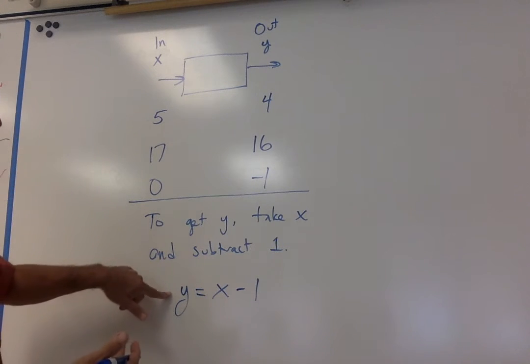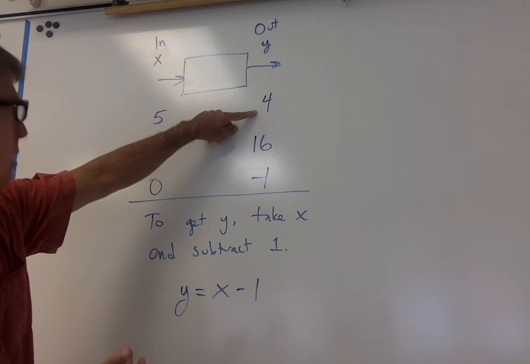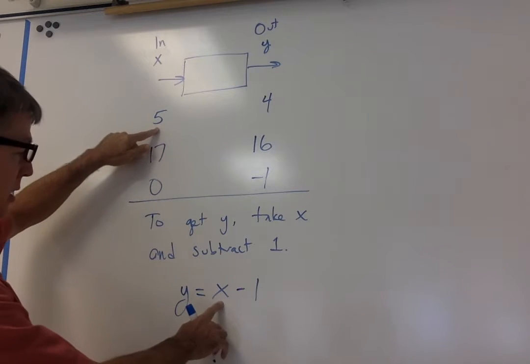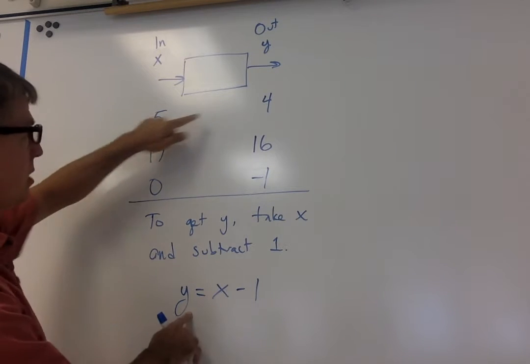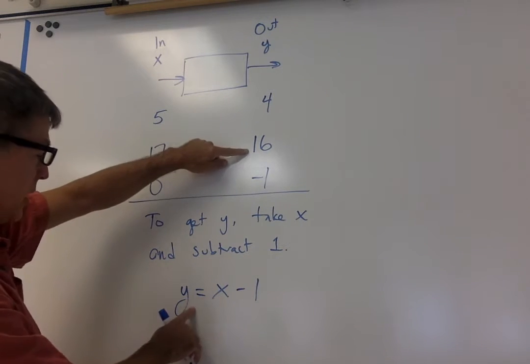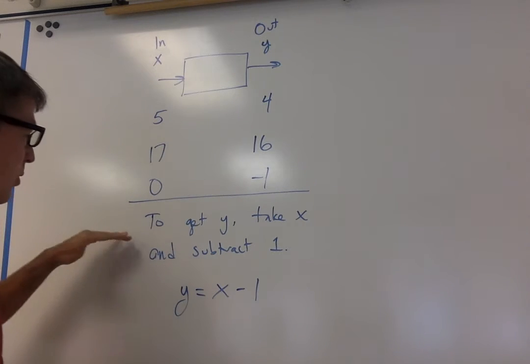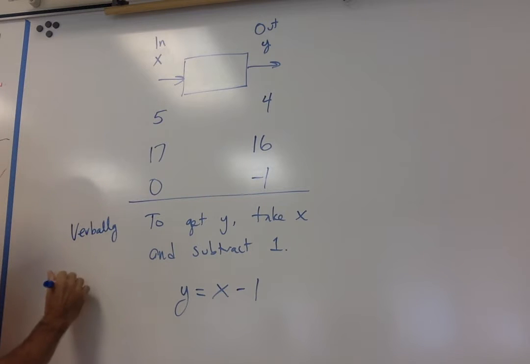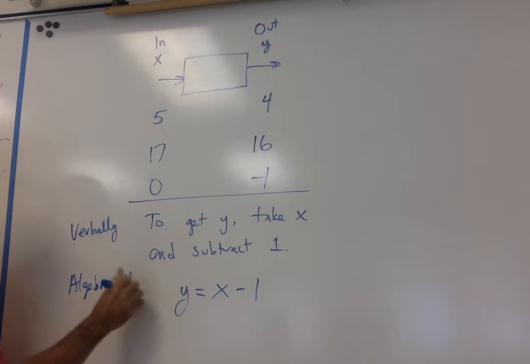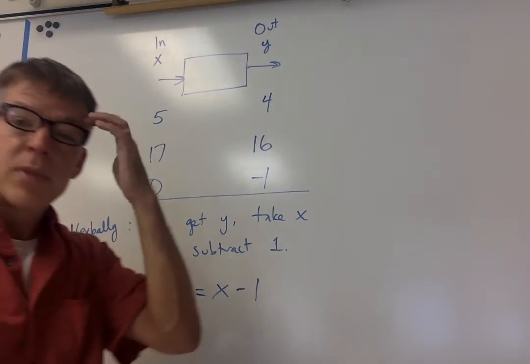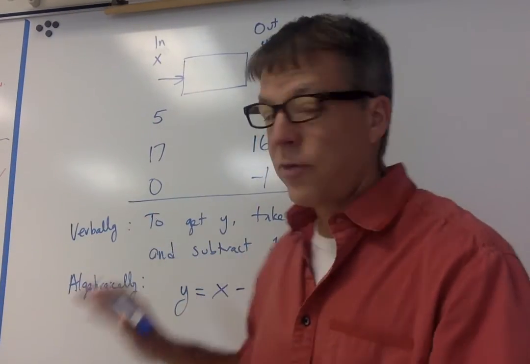Look, if our x is 5, then to get the y, we take away 1, and shazam, it's 4, isn't it? If our x is 17, we take away 1, and look at that, our y is 16. So it works. Either verbally, or algebraically, because we're using letters here. That's what algebra is. We have the pattern. Okay? Let me just give you another one. They're not always that straightforward. Sometimes they're sort of tricky.